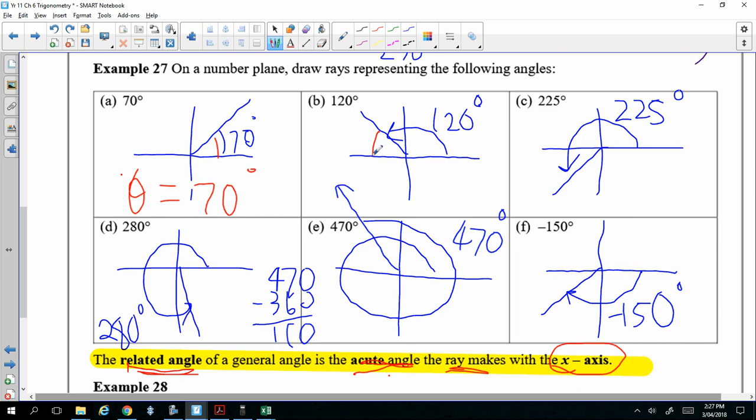Now the related angle for the third quadrant is this angle. Remember, it's the acute angle the ray makes with the x-axis. So in that case, it will be 45 degrees. If you wonder how I did that, you just go 225 minus 180, which is 45 degrees. So that angle is the related angle. And the other one is 180 minus 120. You get 60.